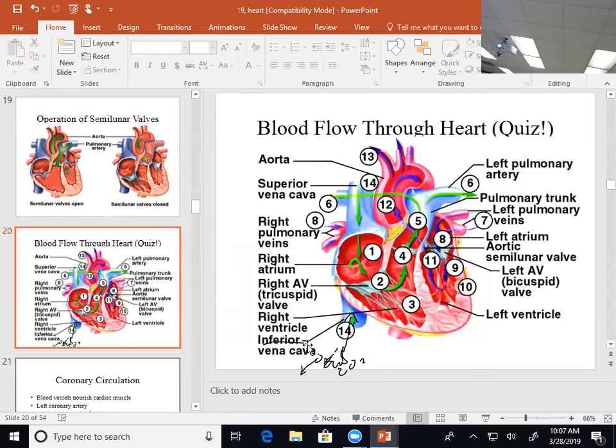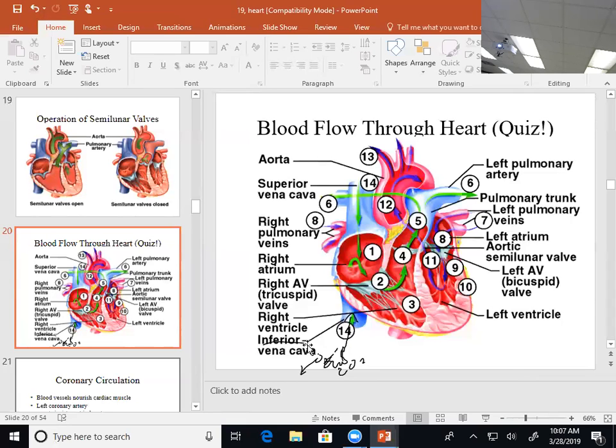You ready? Inferior or superior vena cava, right atrium, tricuspid, right ventricle, pulmonary valve, pulmonary arteries, lungs, pulmonary veins, left atrium, LAMB. You know what LAMB stands for? Good, okay. Left ventricle, aortic valve, aorta, system. And from the system, where are you back to? Inferior or superior. It's a closed system.